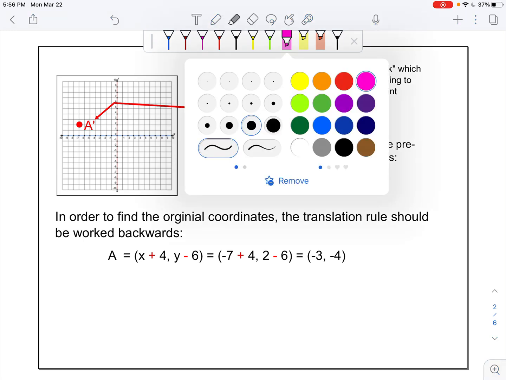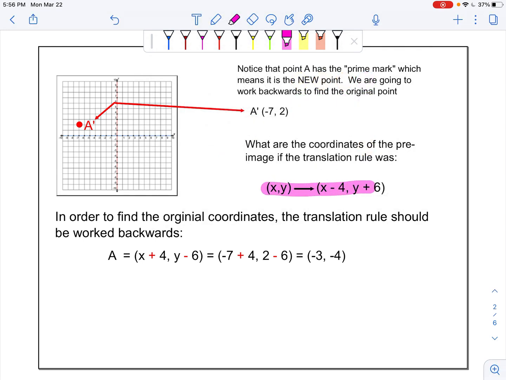So here is the coordinate notation that got it to the point of -7, 2. So when you think about that, it actually moved to the left 4 and up 6. So to undo that, we'd have to move to the right 4 and down 6. So we're going to do the opposite of what the notation says. So you can see here, instead of subtracting 4, I added 4. And instead of adding 6, I subtracted 6.